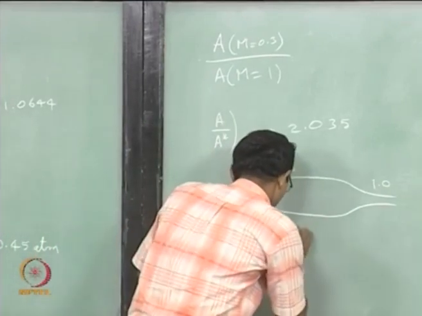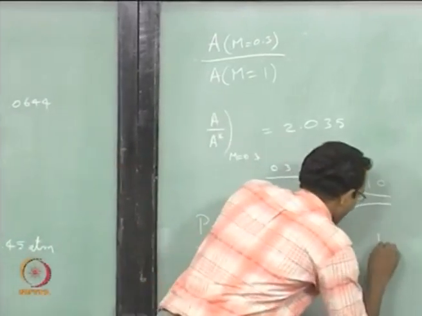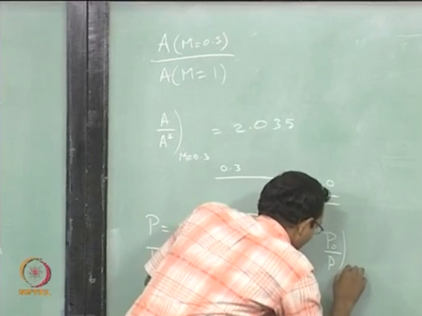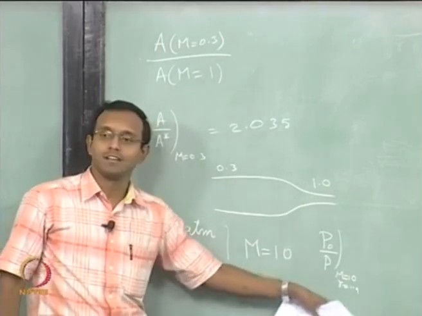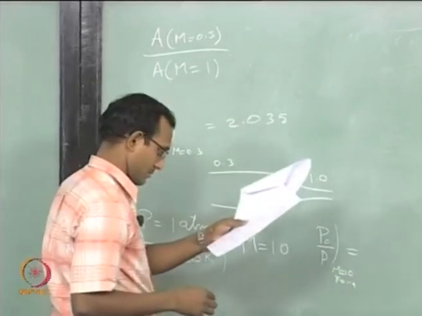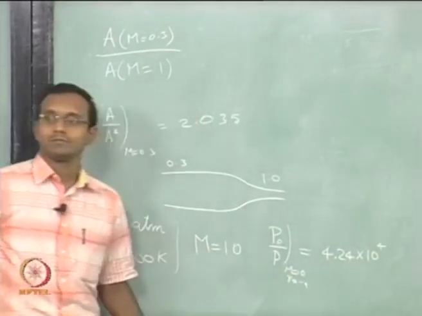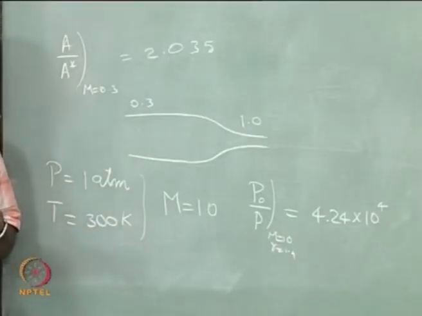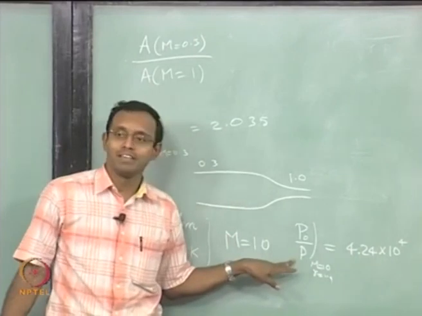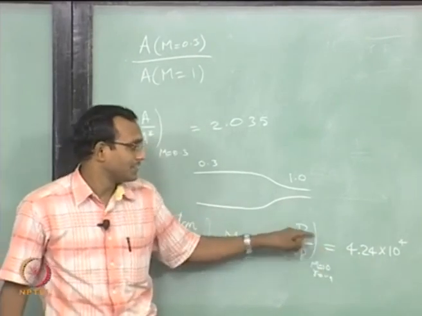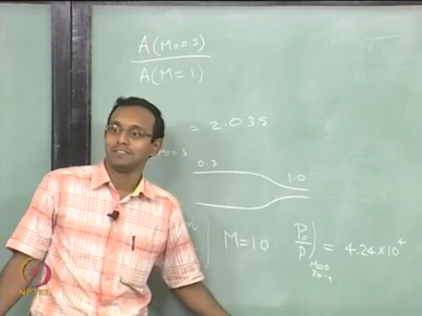So, you are given this plus M equal to 10. Simple enough problem again. I just have to find P0 by P at Mach 10 and gamma equal to 1.4. That number happens to be 4.24 into 10 power 4. So, what is the stagnation pressure? 4.24 into 10 power 4 multiplied by P, which is 1 atmosphere. So P0 is this many atmospheres, which is extremely high, like 40,000 atmospheres of pressure. That is what it has to withstand.